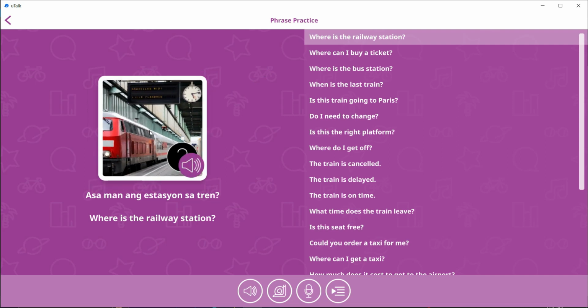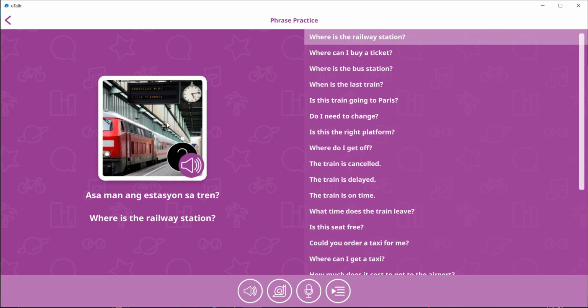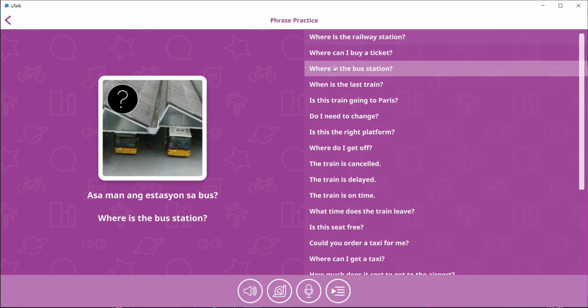Asa man ang istasyon sa tren? Asa man ang istasyon sa bus?